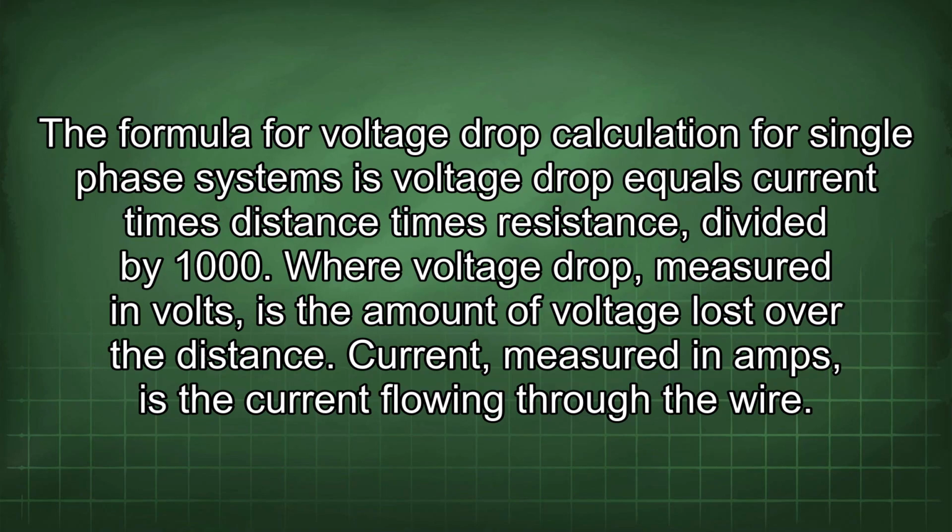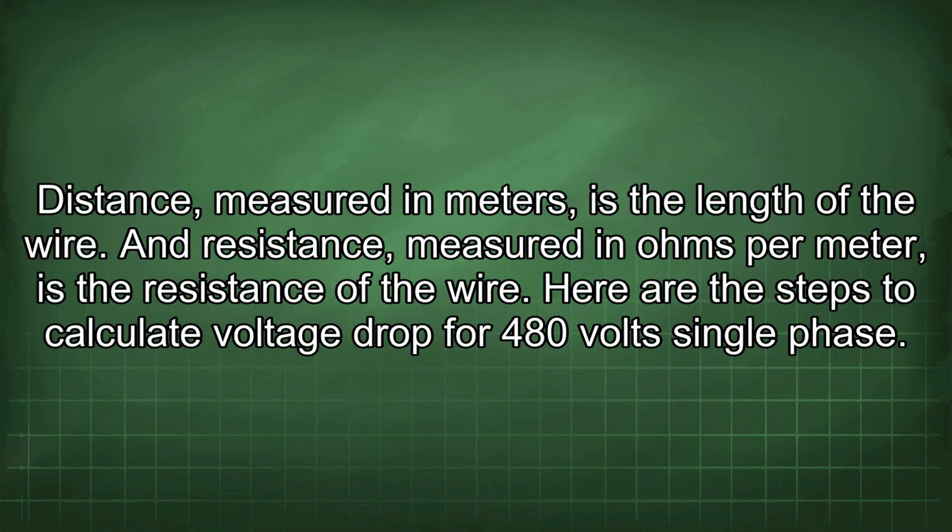The formula for voltage drop calculation for single-phase systems is voltage drop equals current times distance times resistance divided by 1000, where voltage drop, measured in volts, is the amount of voltage lost over the distance. Current, measured in amps, is the current flowing through the wire. Distance, measured in meters, is the length of the wire. And resistance, measured in ohms per meter, is the resistance of the wire.